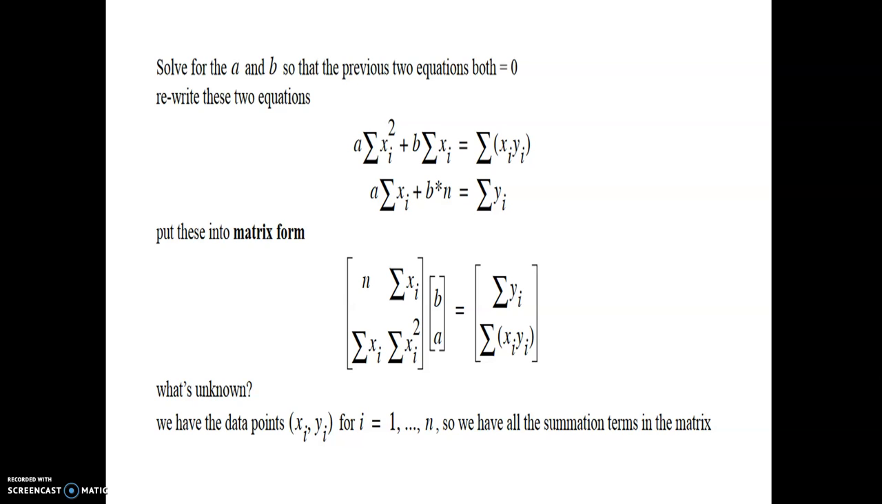Now to obtain the values, you can follow Cramer's rule, or you can follow the Gauss elimination method. These are simultaneous equations, and you have to obtain the values by Cramer's rule or Gauss elimination method. So this is about the fitting of a straight line.